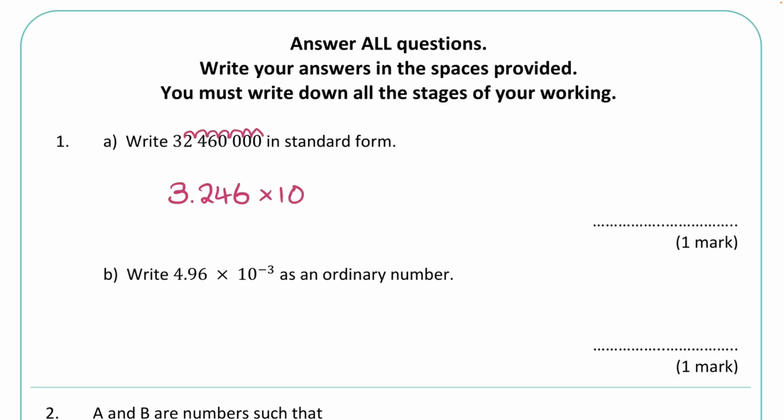Standard form is always times 10. We just need to decide on that power. It was 7 jumps. It is a large number, bigger than 1, so it is a power of positive 7. If it was a 0 point number, that's when we'd start to introduce that negative power. But here we had a large number, 7 jumps. So our final answer is 3.246 times 10 to the power of 7.